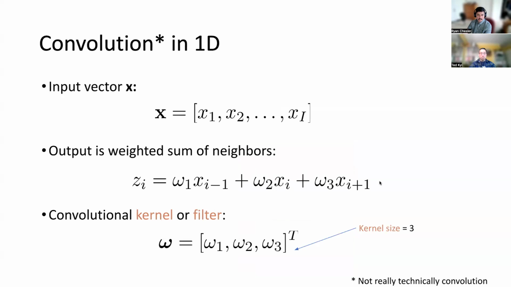So we'll start by looking at 1D convolutions just because that's the simplest building block we can look at. So imagine we have this sequence x1 through xi, and then we take the weighted sum of the neighbors. So let's say that we're doing a convolution with a size of 3. So we have weight 1, weight 2, weight 3. So this has a kernel size of 3, and then we're applying it to 3 inputs at a time.